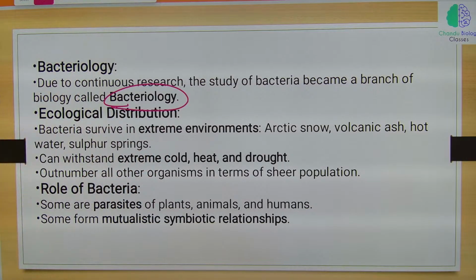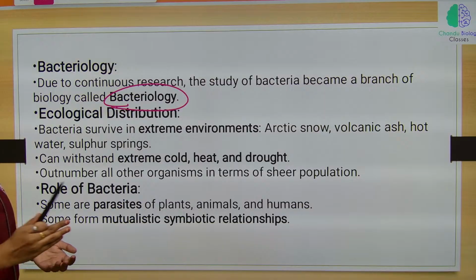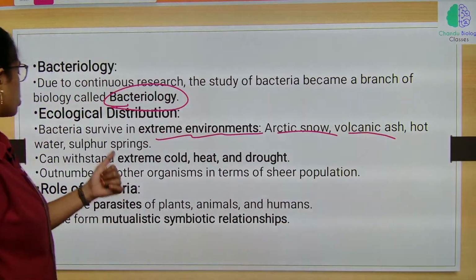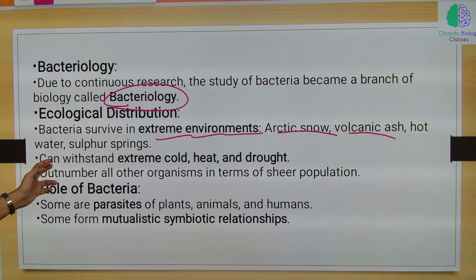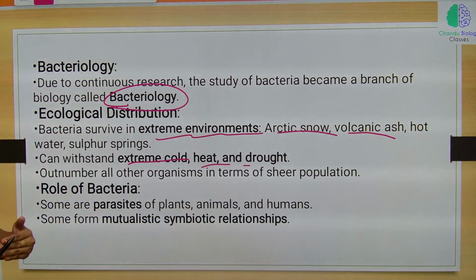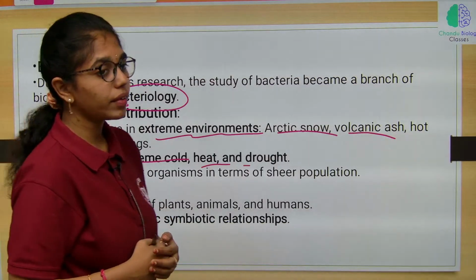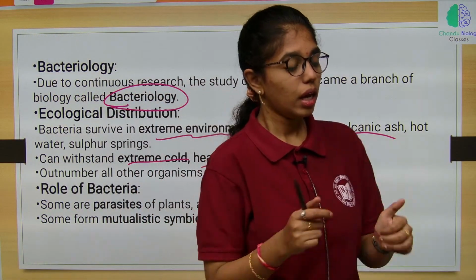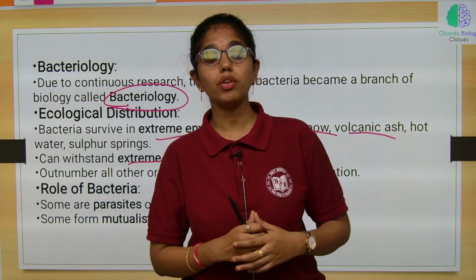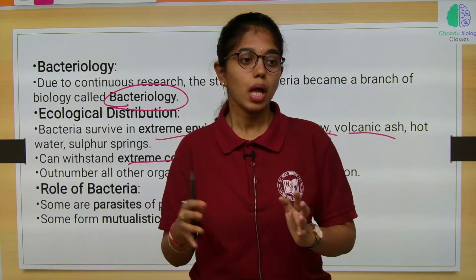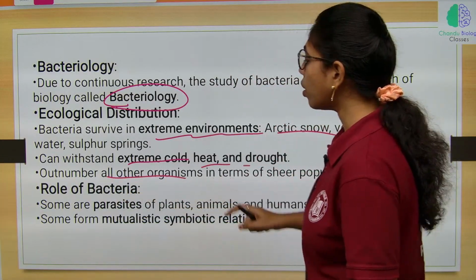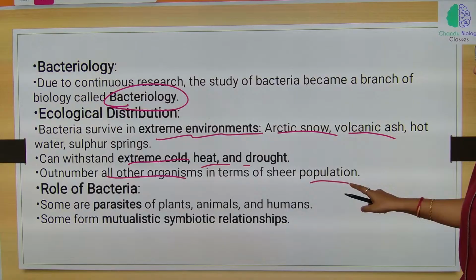What is the ecological distribution? As I told you, they are ubiquitous in distribution. They are present everywhere, in extreme environments like Arctic snow, volcanic ash, hot water, and sulfur springs, and they can withstand extreme cold, heat, and drought conditions. That is because of their cell walls. We have different types of bacteria like archaebacteria, eubacteria, and methanogens. All of them are present in widely diverse atmospheres because of their cellular adaptations, and they outnumber all other organisms in terms of sheer population.